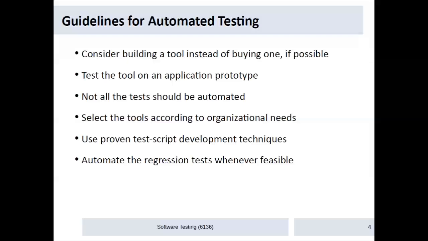Next, not all tests should be automated. We cannot automate the entire process. There might be cases where we need to manually verify the code, or we have to manually verify the output. Some cases, like verifying a printout, have to be done manually. So we cannot automate everything. Decide what can be automated and which tool will be sufficient to automate that activity.